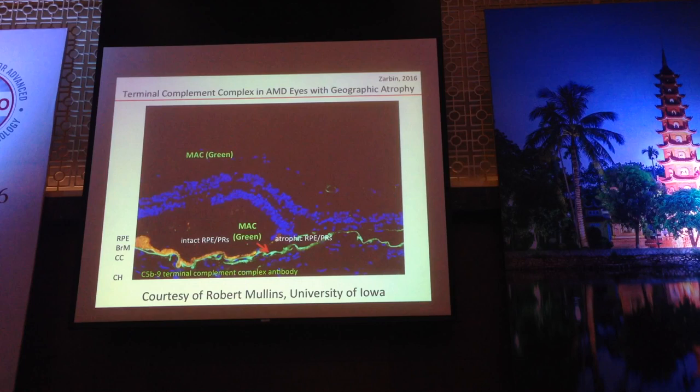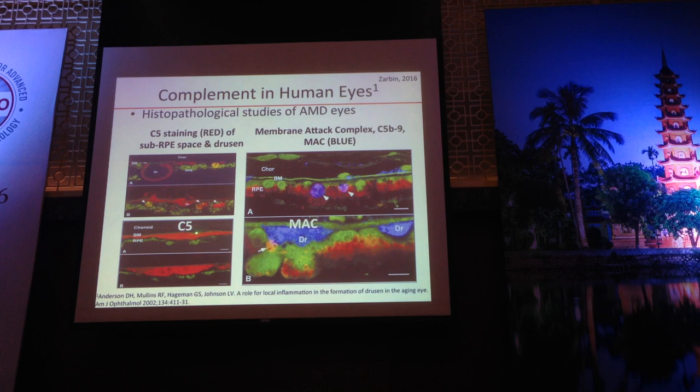And then if we look at a case of geographic atrophy, here's the non-atrophic zone, here's the atrophic zone. You can see the RPE cells end where the atrophic zone begins. The membrane attack complex is present in the atrophic zone and in the area at the edge of atrophy. And then finally, if you look at the distribution of factor C5, it's present underneath the retinal pigment epithelial cells, but not in the choriocapillaris.